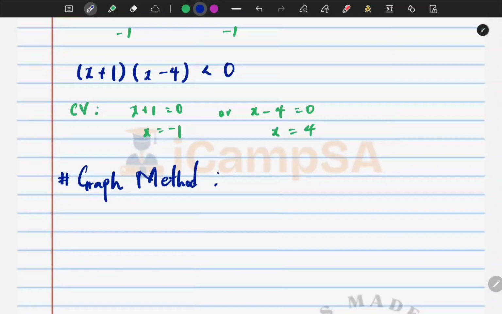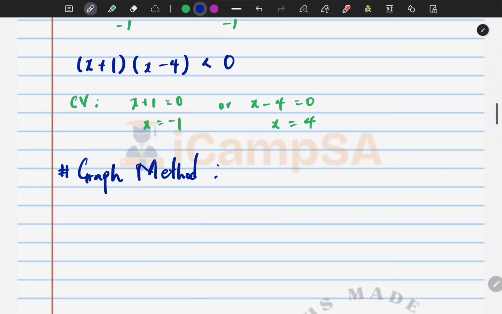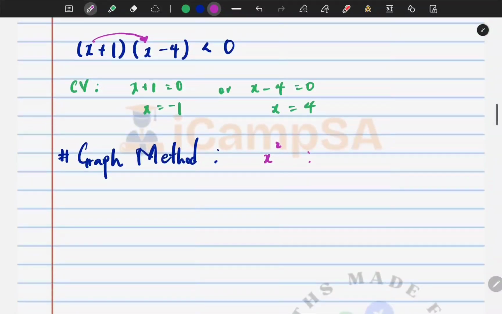So I'm going to try and find the sign for a, right? Already I can see that when I say x times x, it's going to give me x squared, right? So that means that I'm going to have a parabola.